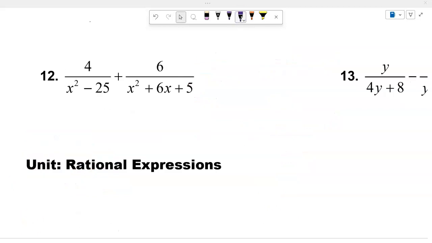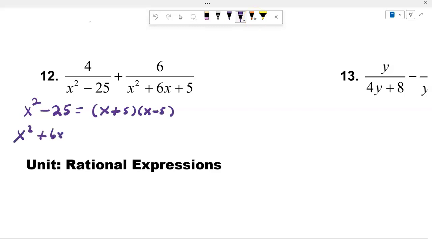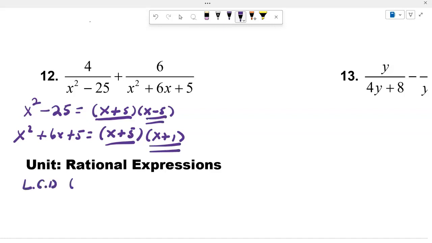So what I'm going to do is write in factored form. So we have x squared minus 25. In factored form, it's x plus 5, x minus 5. X squared plus 6x plus 5 is equal to x plus 5 and x plus 1. 5 times 1 is 5. 5 plus 1 is 6. So they do have an x plus 5 in common. They don't have an x plus 1, and they don't have an x minus 5. So my LCD is going to be x plus 5, x minus 5, x plus 1.